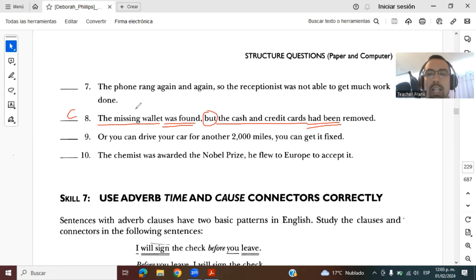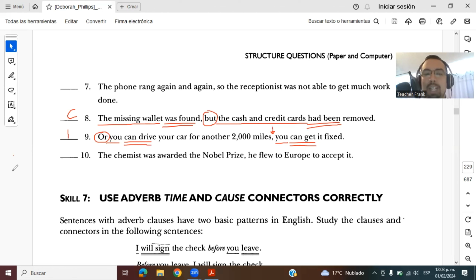Let's look at number 9. "Or you can drive your car for another 2,000 miles. You can get it fixed." So we have "can drive." Who or what can drive? You. "Can get it fixed," or "can get," is the verb structure here. Who or what can get it fixed? You. We have our connector here, "or," but it's misplaced, right? It should be in the middle over here after the comma. So it's going to be incorrect because there is a misplaced connector.